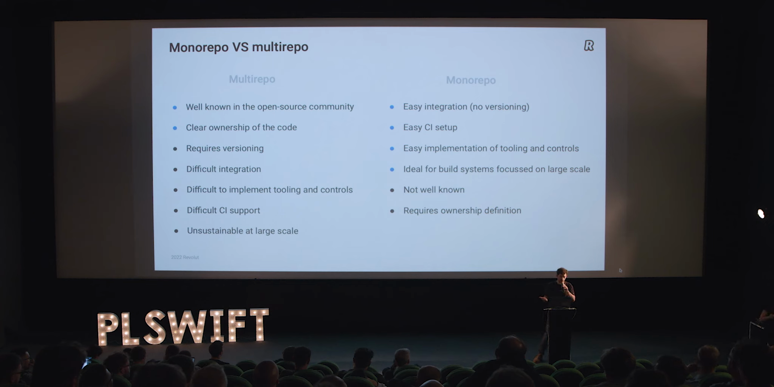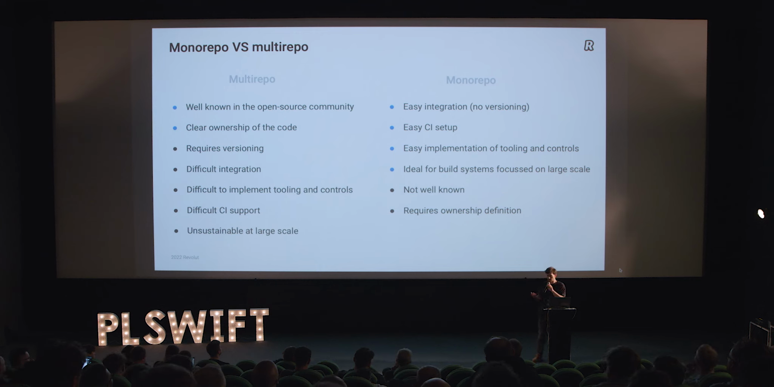So in the end, what most of the teams end up finding out is that the only way to go is a mono repository. There is still integration needed, but there is no versioning. So that's a big problem that we don't have to solve. Easy CI setup: it's one repository you set up, and that's it. If you implement some tooling, you can run it on the full code base. You don't have to go into other repositories.